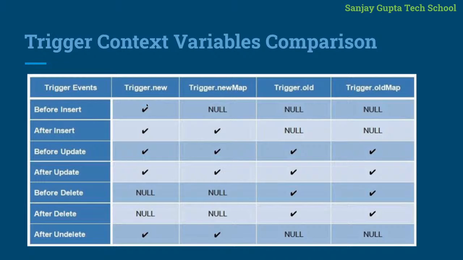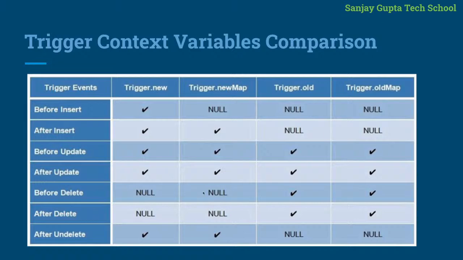So here in this table, you can see if we are performing insert operation. So in case of insert, we will be having values in trigger.new list. In new map, in before insert, we don't have anything. In after insert, we'll be having the data because map contains ID. And in case of before insert, ID won't be available. And in insert, we won't be having any old values for that particular record. So these are null. In case of update, all new and old will be having values.